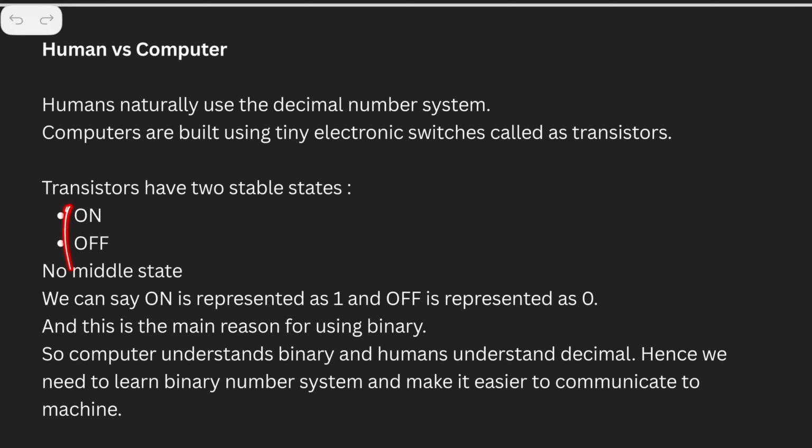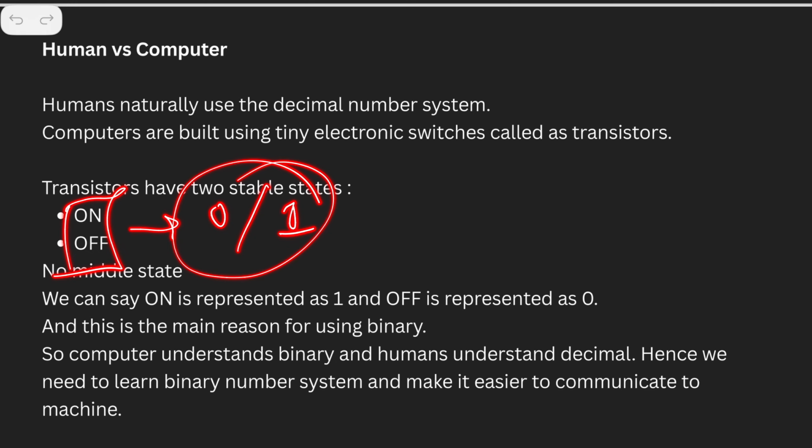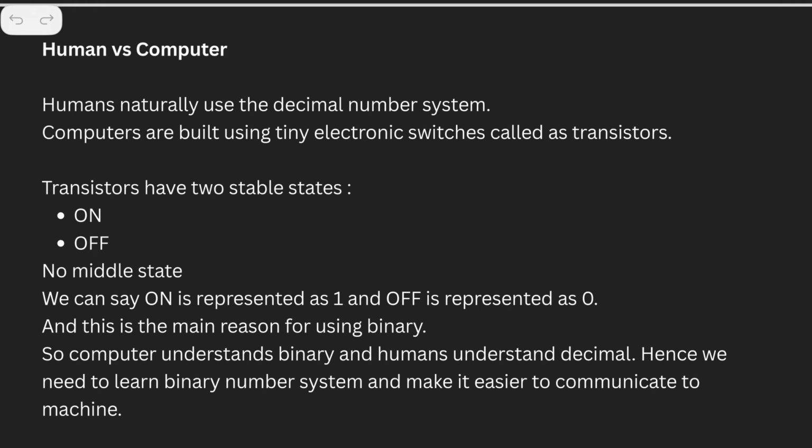By using this information, that means by having 0 and 1 understanding, we need to build an entire system so that the computer can at least understand the orders. Hence we need to learn the binary number system and make it easier for us to communicate with the machine.